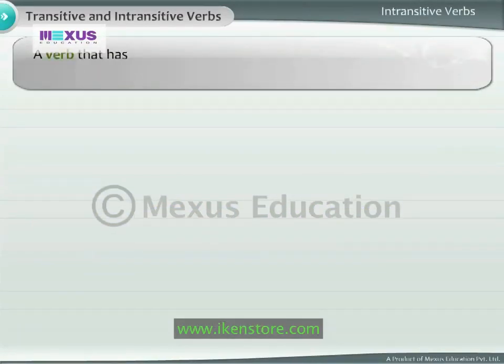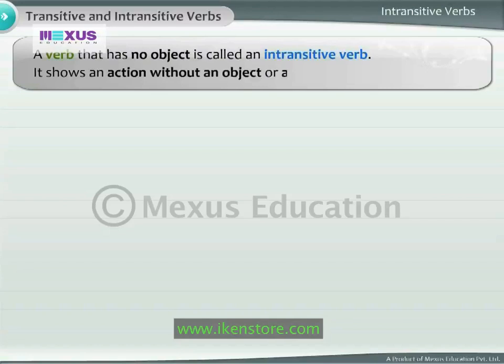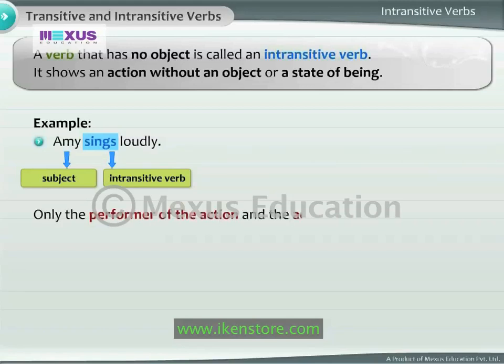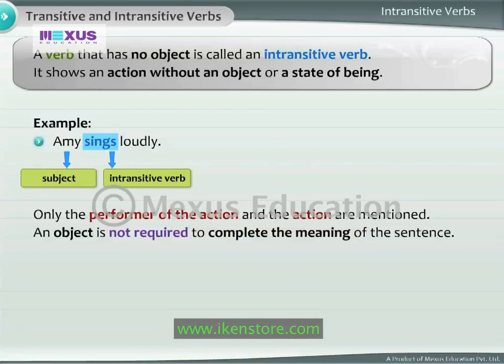A verb that has no object is called an intransitive verb. It shows an action without an object or a state of being. For example, Amy sings loudly. The verb sings is an intransitive verb in this sentence. The action begins and ends with the subject. Only the performer of the action and the action are mentioned. An object is not required to complete the meaning of the sentence.